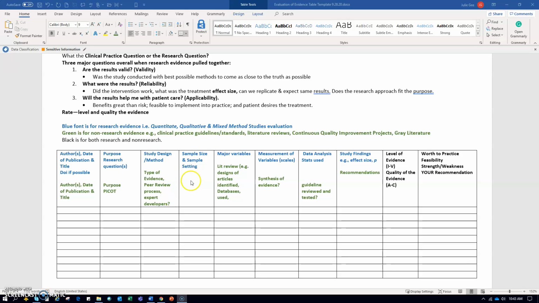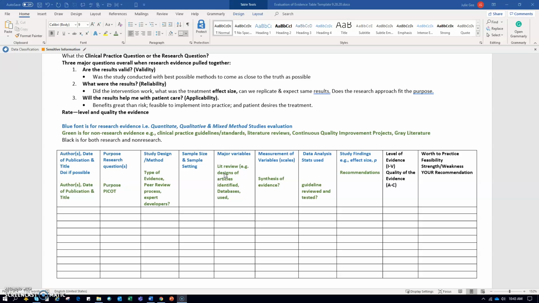Okay, sample size and setting, very important. Get your total in there. Where was the study conducted? Was it just at a single site or was it more? Sometimes it may be important for you to address attrition rates in studies and why that occurred. So major variables, very important, your independent and your dependent. Sometimes it's hard to list them all, but no matter what you list, you make sure you address them as you move through the rest of the table as well.